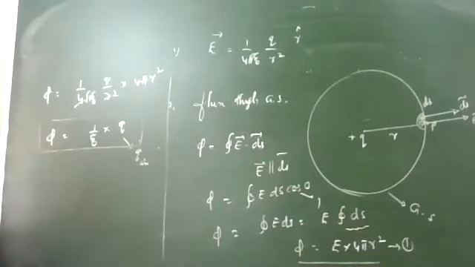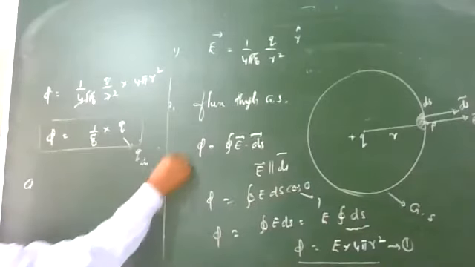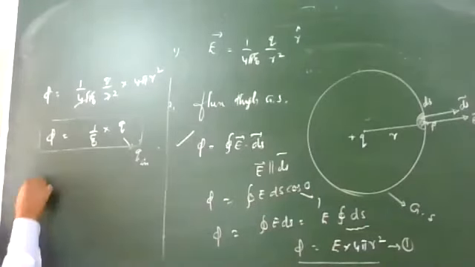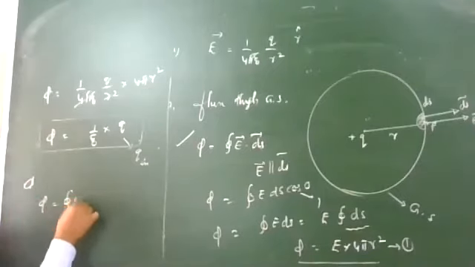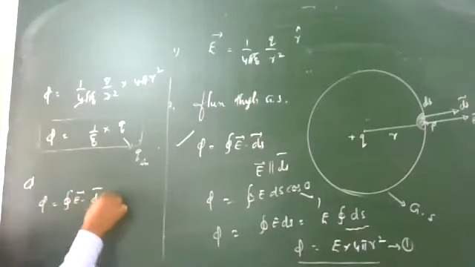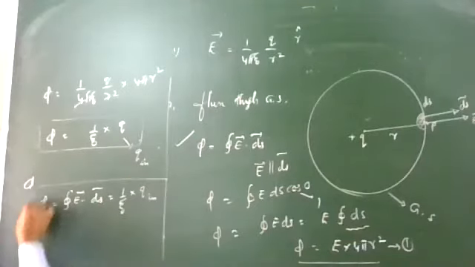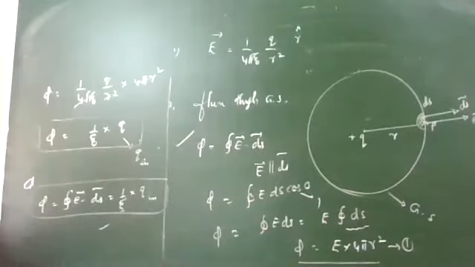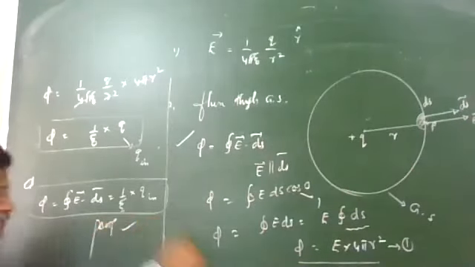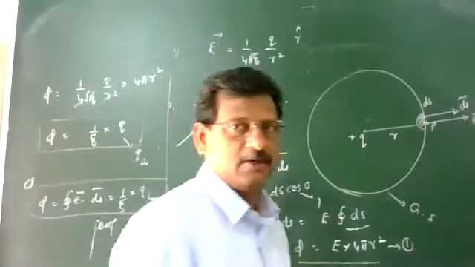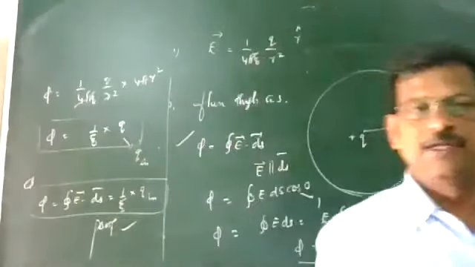So what is the conclusion? We start from the flux phi. Conclusion: phi is equal to closed integral E dot ds is equal to 1 by epsilon 0 q. So this is the proof for Gauss's theorem. State and prove Gauss's theorem is a common question.